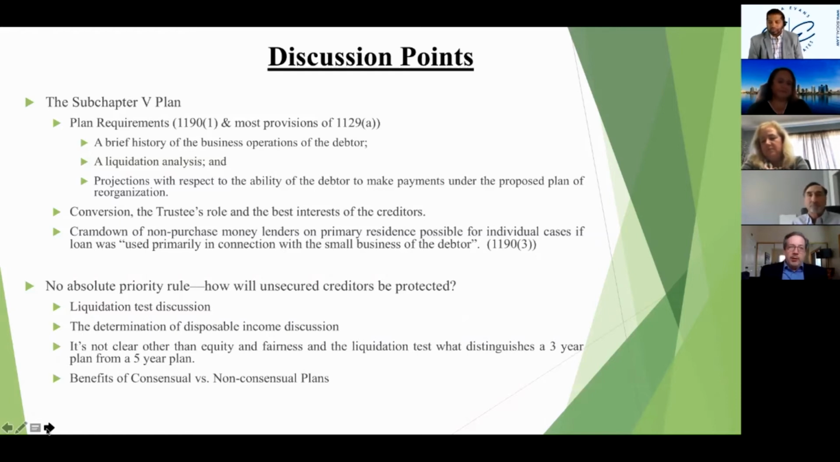On the other hand, if the plan is providing maybe an 80% dividend over 3 years, will that be enough to satisfy that test? Or are they going to say, well, if you can do 80% in 3 years, maybe you could do 100% in 5 years? So that'll be a really interesting place to watch. I have a feeling that most of them are going to turn out to be 5-year plans. Maybe some principles of Chapter 13 will be imported over to this point when it comes to individual debtors.